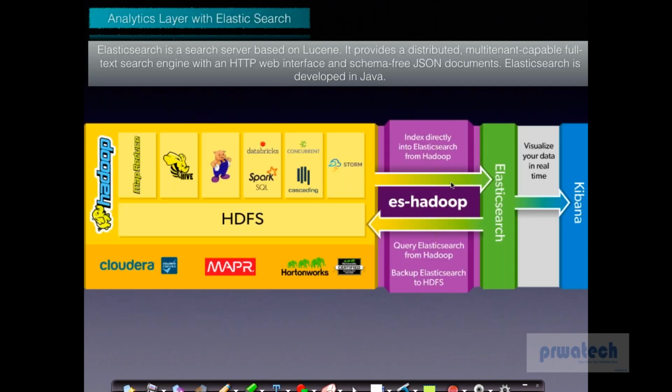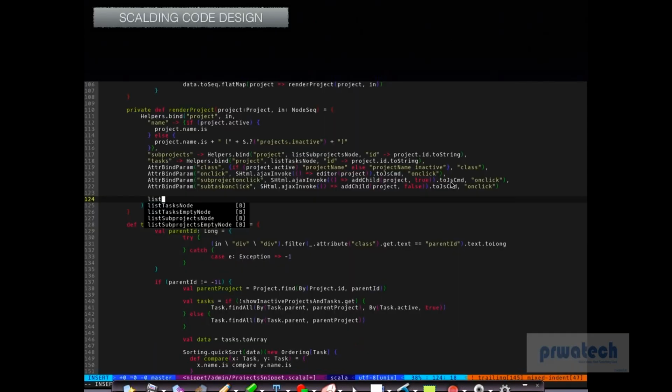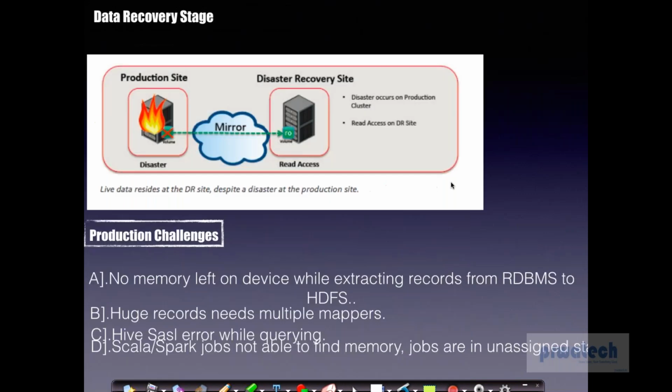After that, Elasticsearch. This is how visualization will look like. This is a sample code. If I process any data in Scalding, we don't need Scalding in our stage, so we can skip this part. OrientDB also is not required. This is for data science and high-level analytics.